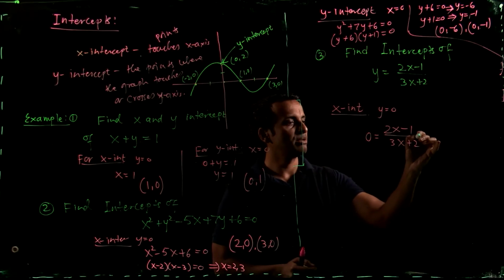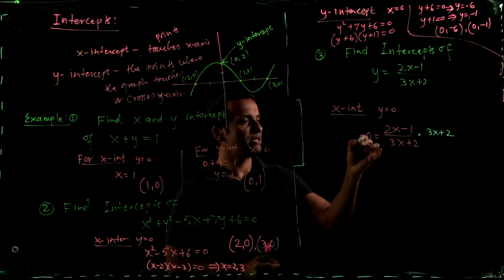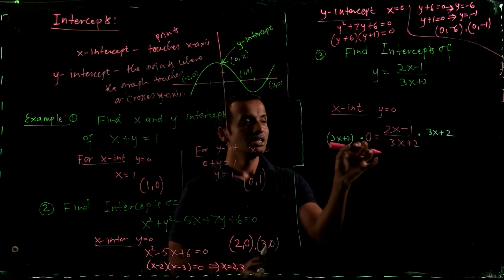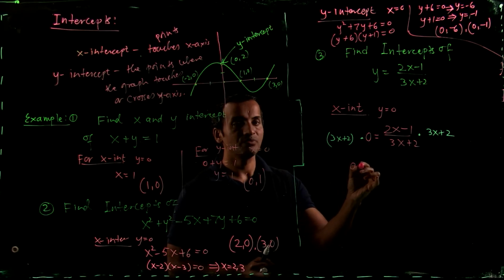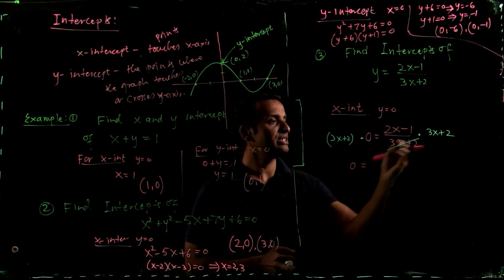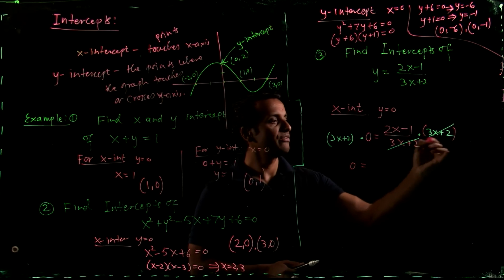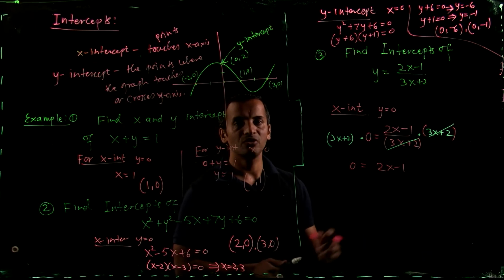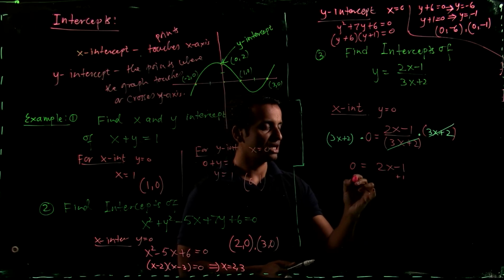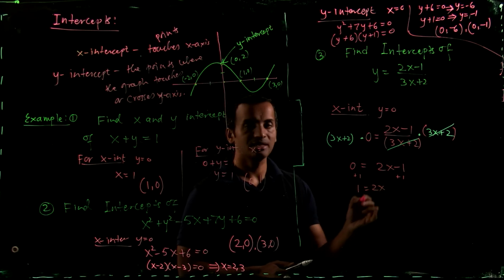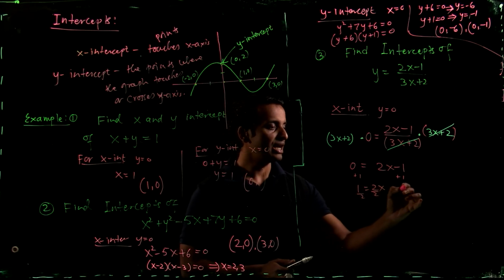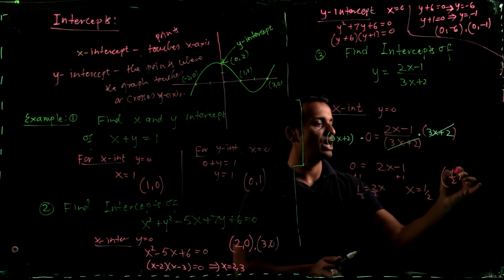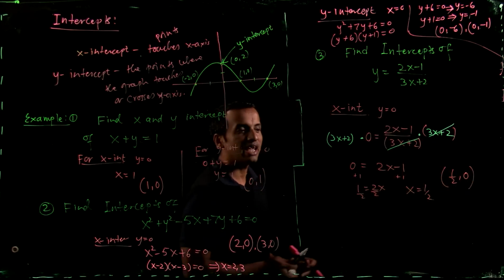So what do you get if you do that? On the left side, 3x plus 2 times 0 is just 0. On the right-hand side, you cancel the 3x plus 2 because you have exactly the same thing in the numerator and denominator. So what is left is 2x minus 1. Now you want to solve this for x. Add 1 on both sides, you get 1 equals 2x. Divide by 2, and you get x equals 1/2. So the point is 1/2 for x, and y is already 0. So this is the x-intercept.